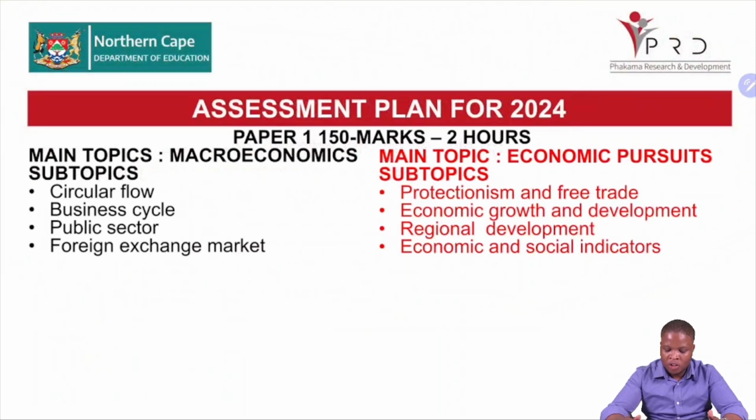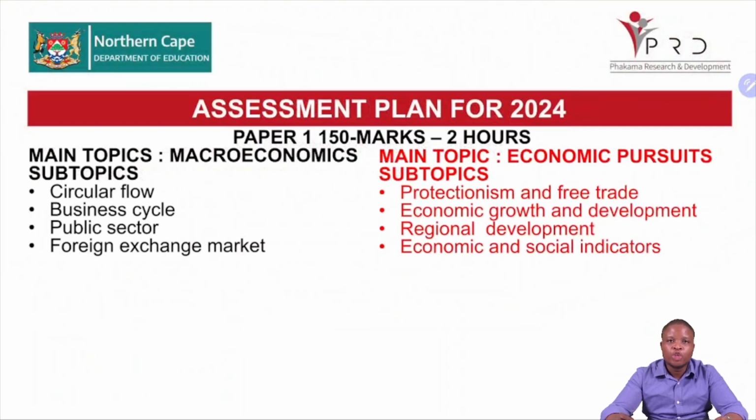Now, our focus will be on the economic pursuit, where we are looking at protectionism and free trade, economic growth and development, regional development, and your economic and social indicators. So you need to know by now, where do you find this concept on your paper 1? On section A, it is a mixture of both macroeconomics and the economic pursuit. Then on section B, you have 3 questions, and you answer only 2.